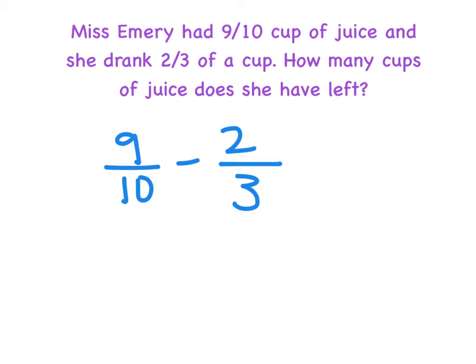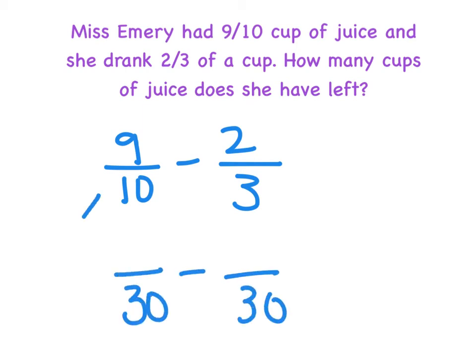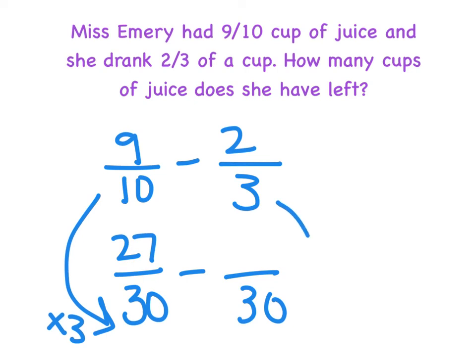So you really have to think through what the word problem is telling you. Now we need to find a common denominator. I know that both of these numbers go into 30, and that's their least common denominator. So now I'm going to rewrite each fraction with the denominator of 30. To go from 10 to 30, I do times 3. So 9, the numerator, times 3 is 27. To go from 3 to 30, I multiply by 10. So 2 times 10 is 20. So now my new problem is 27/30 minus 20/30. It looks different, but these numbers are equivalent to what I started with.